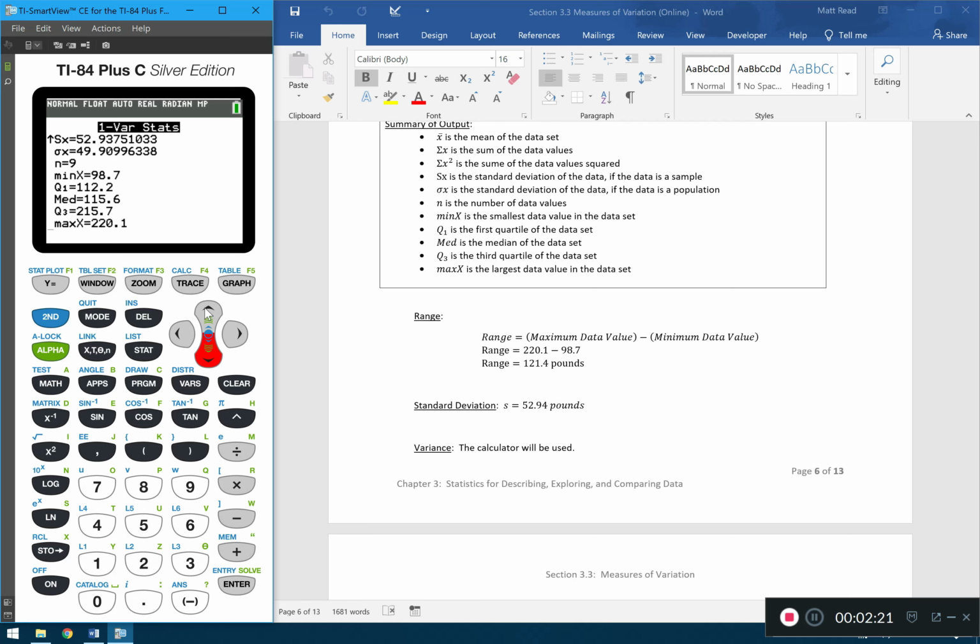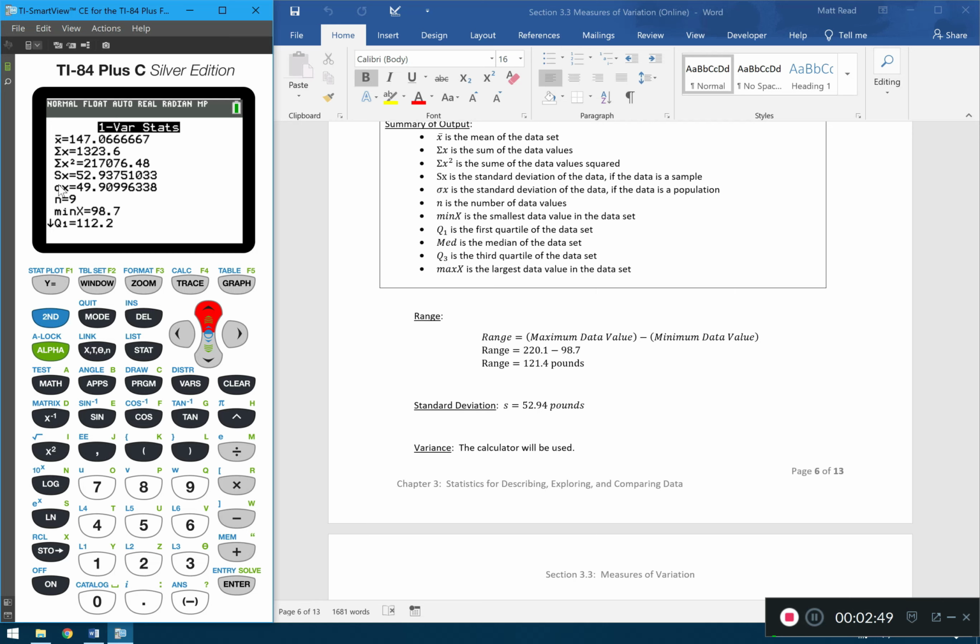Standard deviation is next. We'll scroll back up for that. We notice that there's two outputs here for standard deviation, an s followed by an x and a sigma followed by an x. Now the s followed by an x is for a sample data set. The sigma followed by an x is for a population data set. Folks, our calculator doesn't know if the data we just gave it was from a sample or a population, so we have to pick the appropriate one.